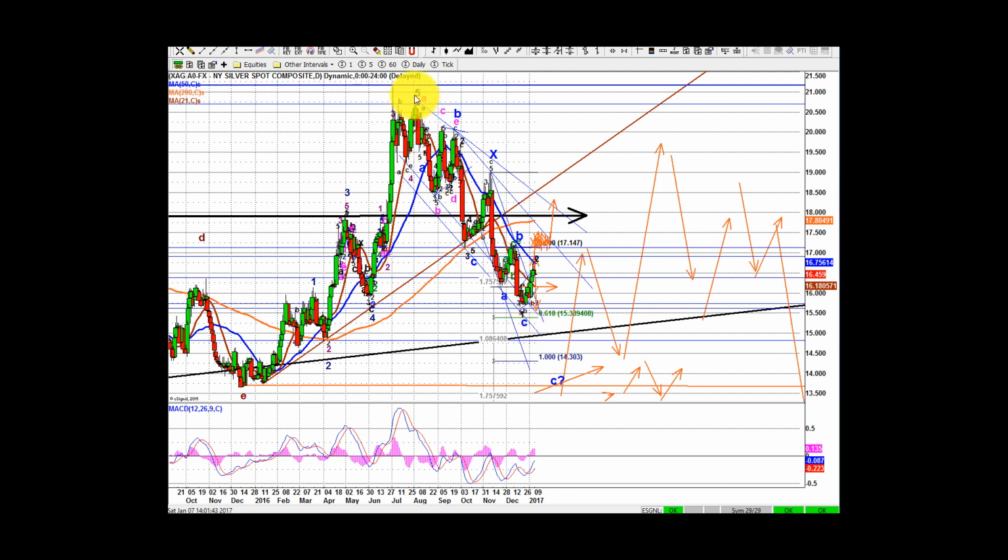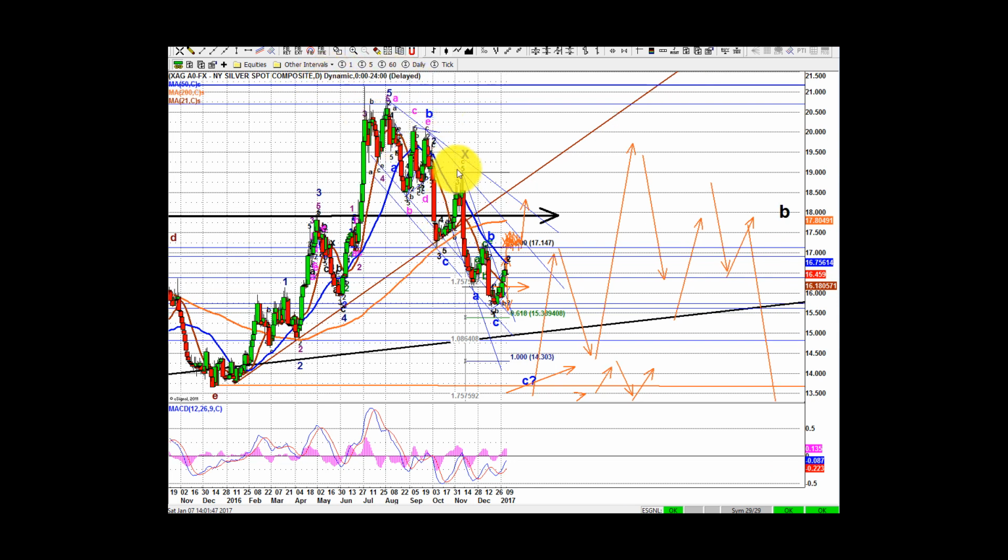Right here, if we continue to work with our ABC on the daily scale, with our ABC X AB, assuming that silver is now ready to run, that would suggest that this is a C. Does that look sensible to you? I mean, that's an A, that's a B, and that's a C. It could happen, but it doesn't look right. It doesn't look to me like this is the C.